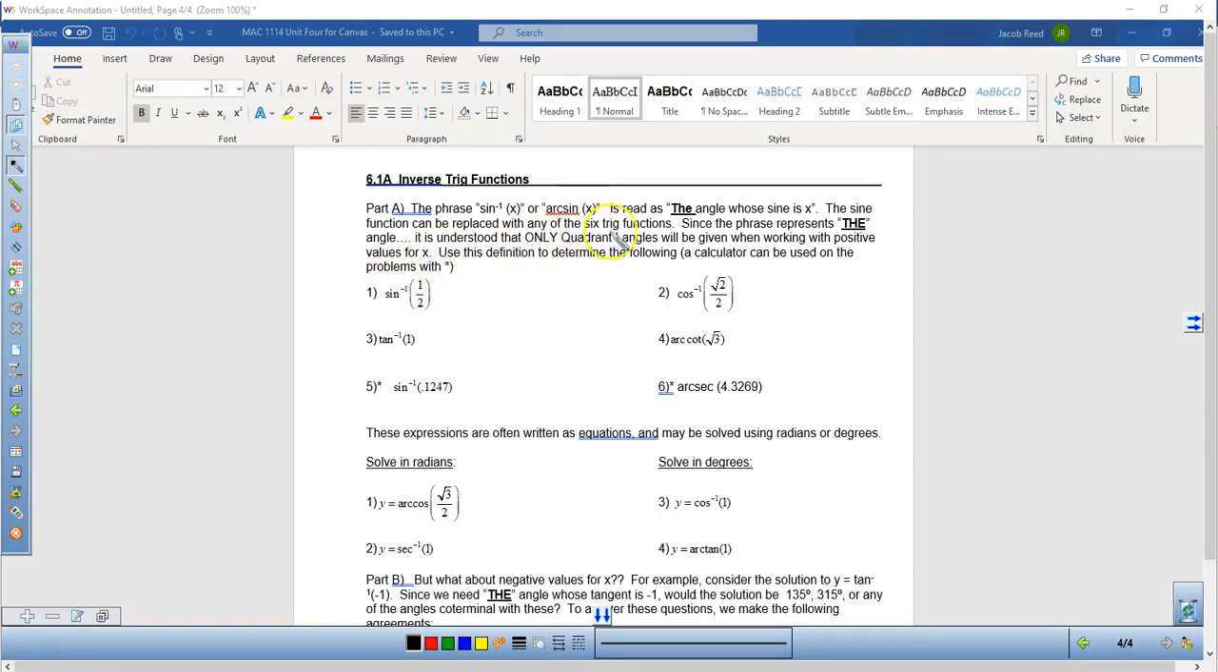It is understood that only quadrant 1 angles will be given when working with positive values of x for these questions. Use this definition to determine the following. The calculator can be used on problem 5 and problem 6 with a little star. Okay, so starting off with sine inverse of 1/2, draw me a picture.